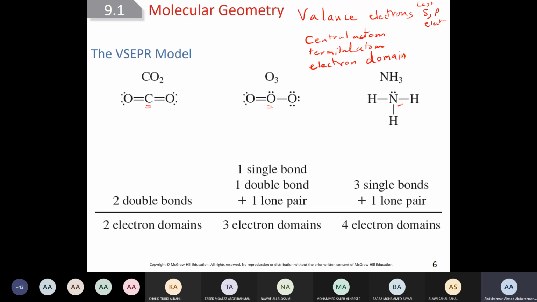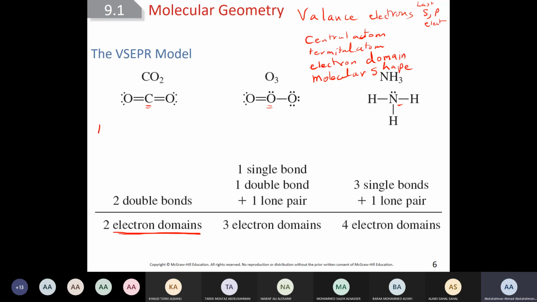Electron domain. And the last thing I want to write is molecular shape. All right. What's the electron domain? The electron domain is very important. You have to memorize the name very, very well. Electron domain. What's the electron domain?